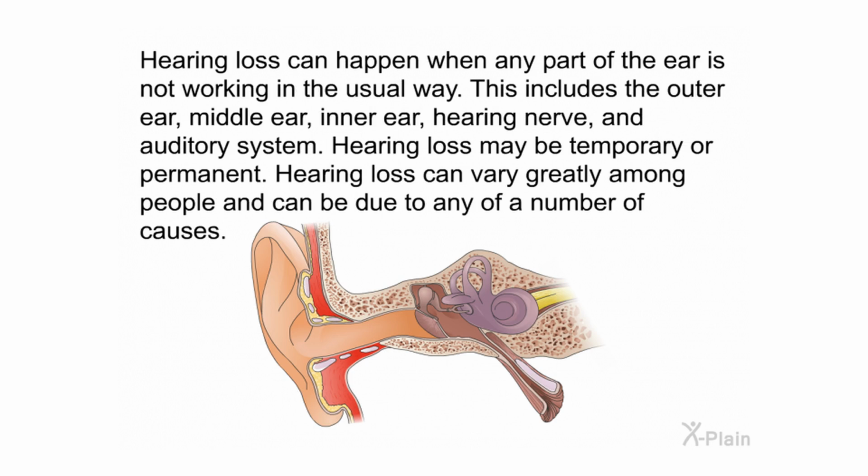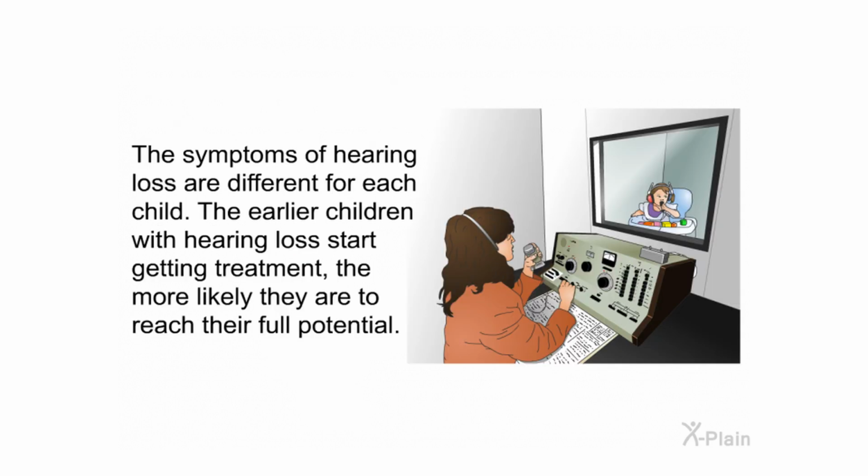Hearing loss can happen when any part of the ear is not working in the usual way. This includes the outer ear, middle ear, inner ear, hearing nerve, and auditory system. Hearing loss may be temporary or permanent. Hearing loss can vary greatly among people and can be due to any of a number of causes. The symptoms of hearing loss are different for each child. The earlier children with hearing loss start getting treatment, the more likely they are to reach their full potential.